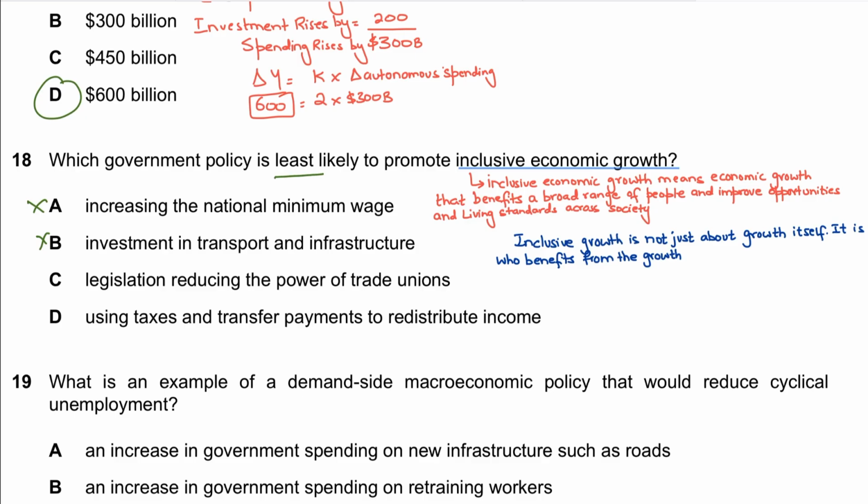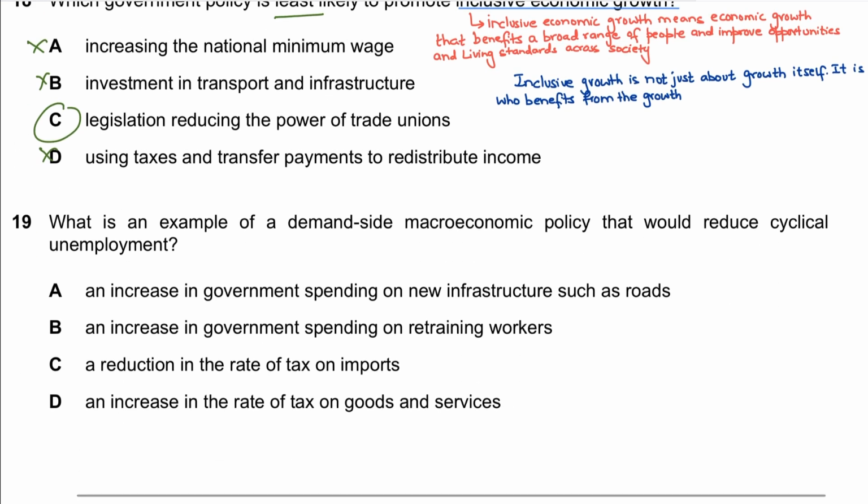Option D says using taxes and transfer payments to redistribute income. Again, redistribution would directly help spread the benefits of growth more evenly. So this is incorrect as well, which makes C the correct answer. C is correct because reducing the power of trade unions is least likely to promote inclusive growth. Why? Because trade unions often help workers negotiate for higher wages, better working conditions or improved job security, right? So weakening those trade unions would reduce the bargaining power of lower paid workers and could increase income inequality. Right, so 18 is C for Charlie.